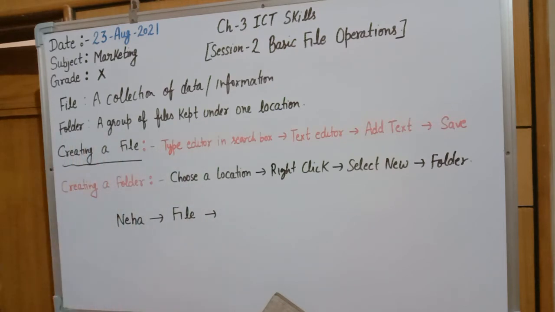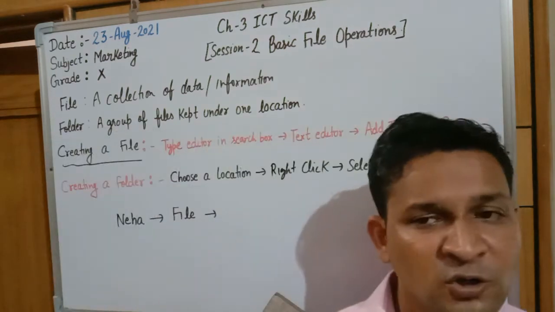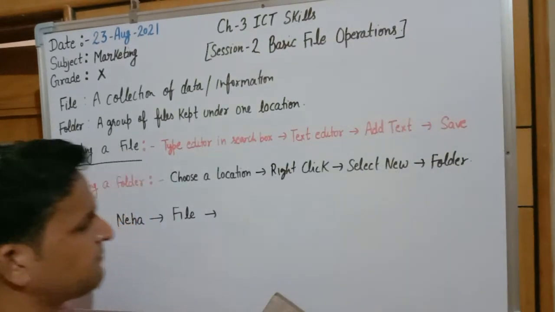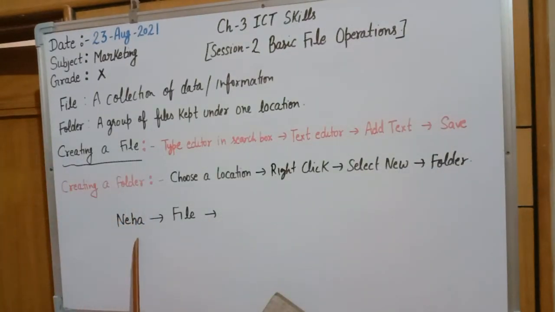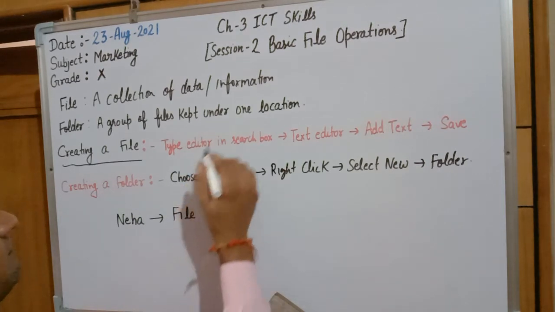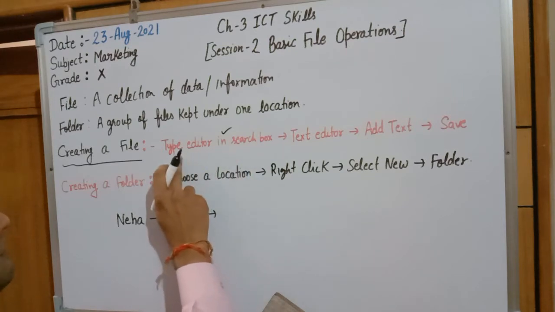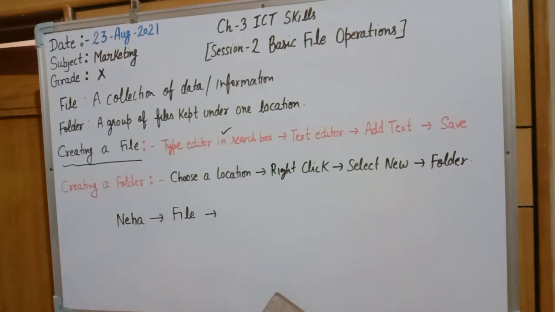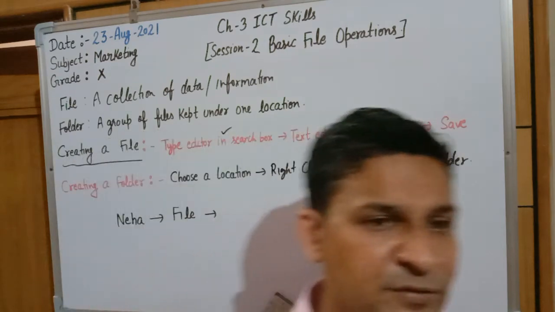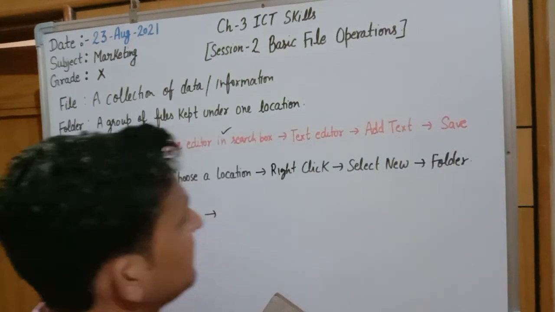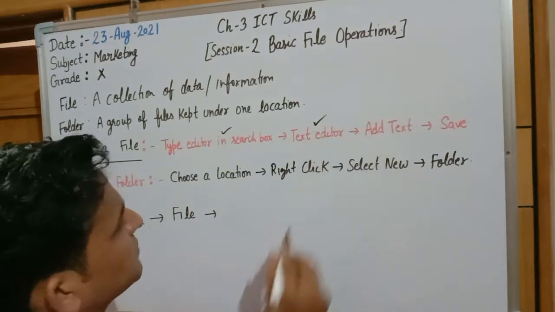Next is creating a file. How to create a file? Like I was giving the example, Neha wants to make a record for students. She will create a file. For creating a file, step 1, she will click on the search box and type text editor in the search box. After searching, she will select the text editor option.